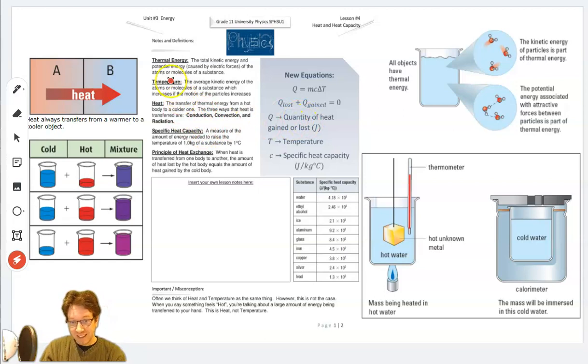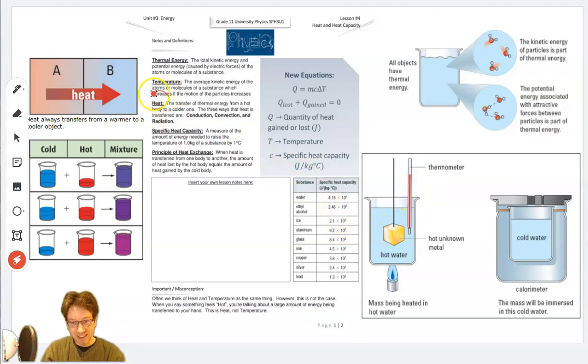Okay. Next, temperature. Temperature simply looks at the kinetic energy of the particles. Now, all the particles will have slightly different kinetic energies, so you can't look at every single one of them. So it sort of just looks at the average of all of them. And so the average kinetic energy of all the atoms or molecules, whatever substance you're looking at, is called the temperature.